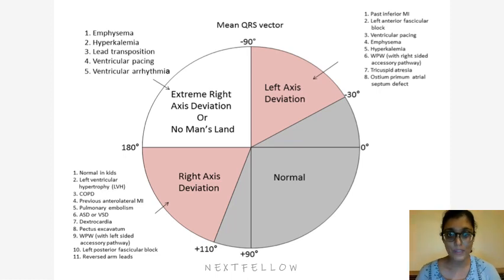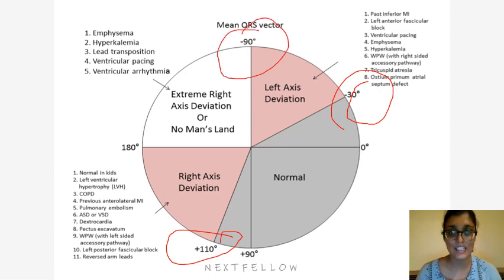So the normal axis is from -30 to +110. So left axis deviation is from -30 to -90. The causes are past inferior MI, left anterior fascicular block, ventricular pacing, emphysema, hyperkalemia, WPW, tricuspid atresia, and ostium primum ASD.